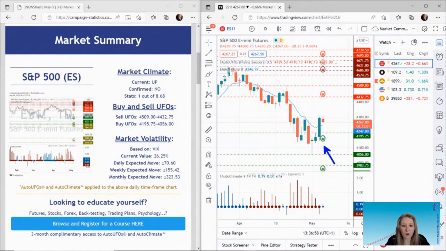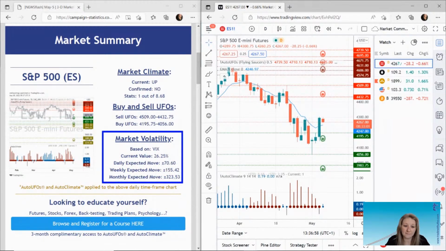Now, for the first time in a while, we have buyers that have been formed. These buyers are between 4195.75 to 4056. Now we have sellers up here between 4509 to 4432.75. And they are slightly further away than the buyers. Overall, we probably won't be affected by either sets of buyers or sellers today, and the climate doesn't know what it's doing either, so nothing really to report here.